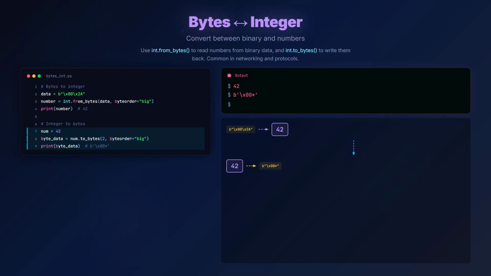Going the other way, use to_bytes to convert a number back into binary. You specify how many bytes to use and the byte order. This bytes to integer conversion is essential when working with network protocols, file formats, or any system that packs numbers into binary data. Watch how the number 42 becomes 2 bytes, and those same 2 bytes become 42 again.